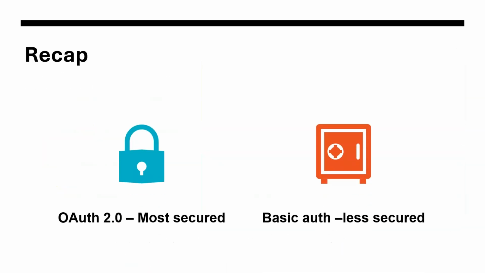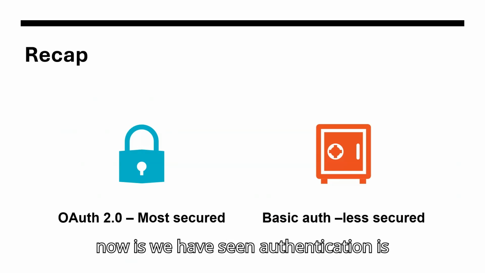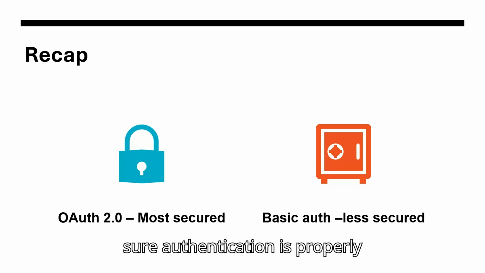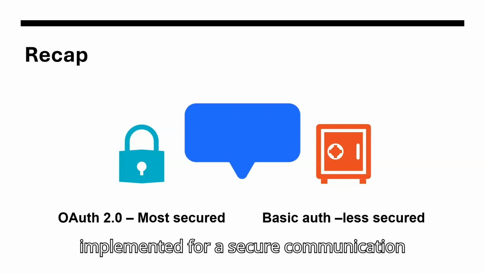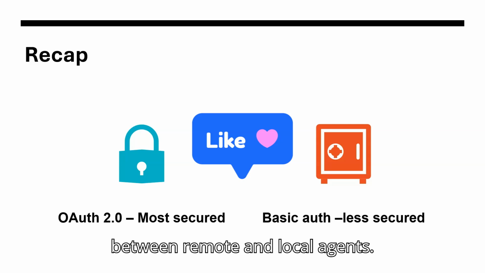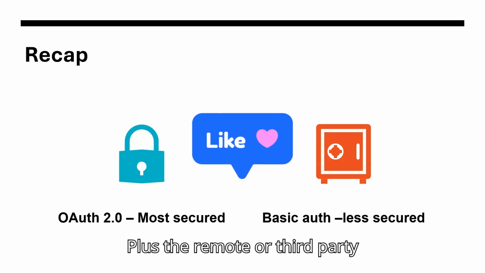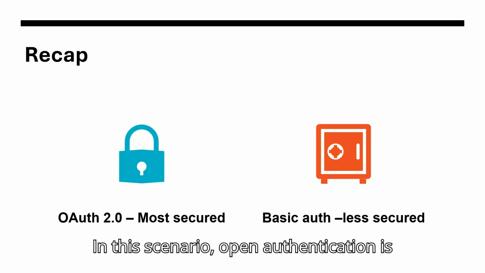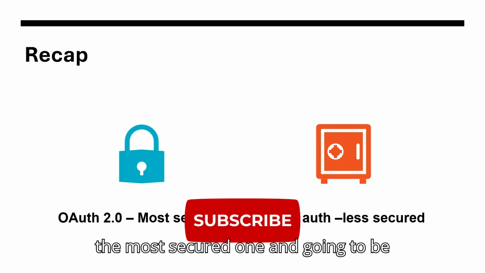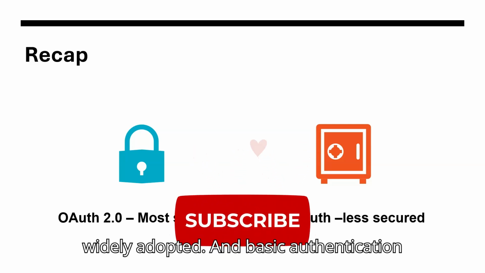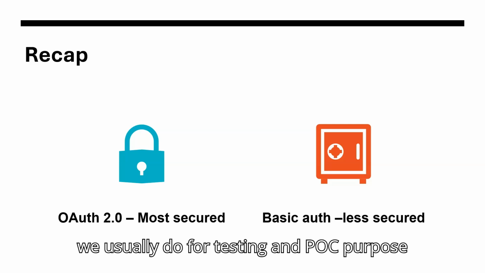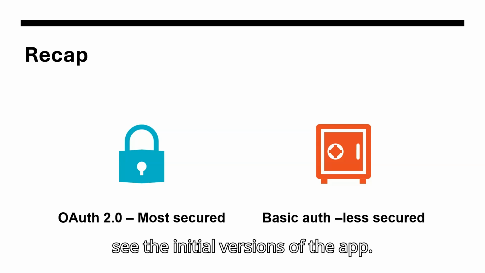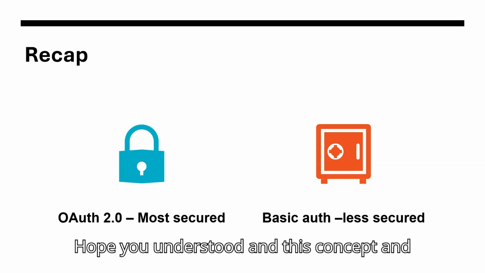Now, what we have seen is that authentication is very critical, and we have to make sure authentication is properly implemented for secure communication between remote and local agents. Plus, the remote or third party task execution agent is verifiable. In this scenario, open authentication is the most secured one and is going to be widely adopted. And basic authentication we usually use for testing and POC purposes or within the enterprise application to see the initial versions of the app. Hope you understood this concept.